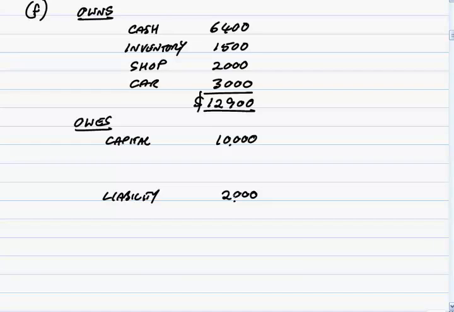And yet at the moment, we're only showing the owner as owed 10,000. Well, it should be obvious what the other 900 is, and we can check it in a moment. Surely it must be the profit we've made on that sale. If the business has assets of 12,900, the business must owe 12,900. If 2,000 is owed to the supplier, the remaining 10,900 must be owed to the owner.